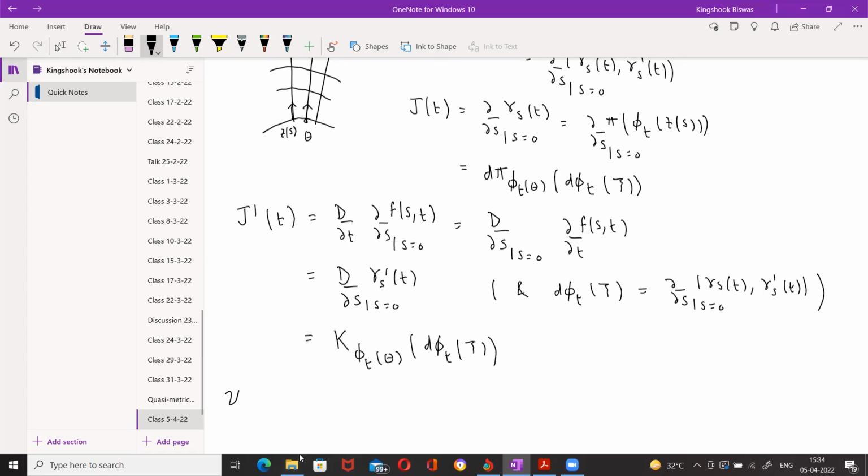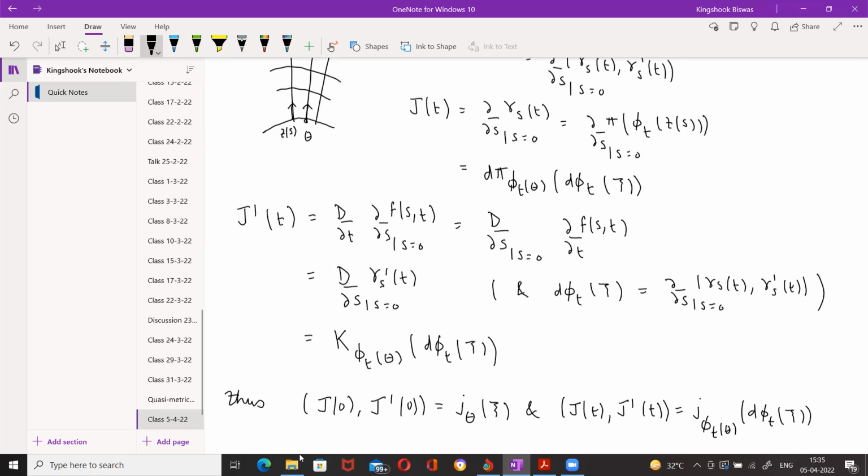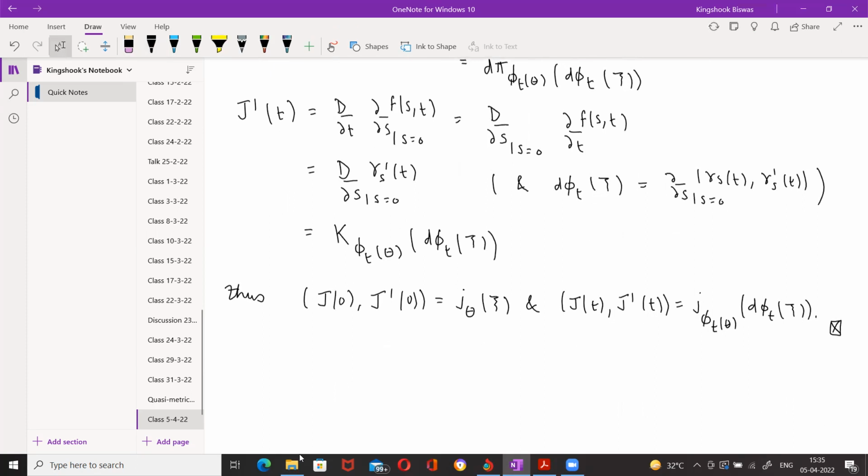So thus, we already know that J0, J prime 0 is equal to J theta of xi, and JT, J prime T is equal to J phi T theta of T phi T of xi. Is this clear? So that finishes the proof, right? Okay.